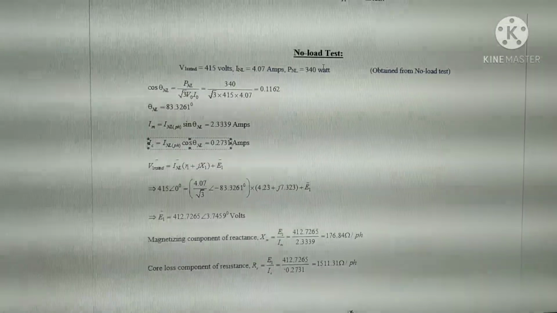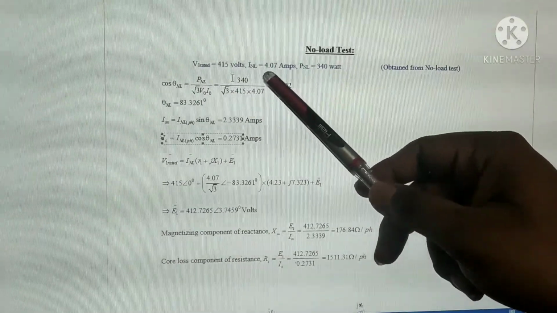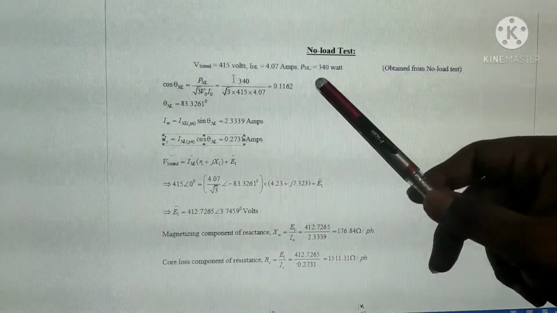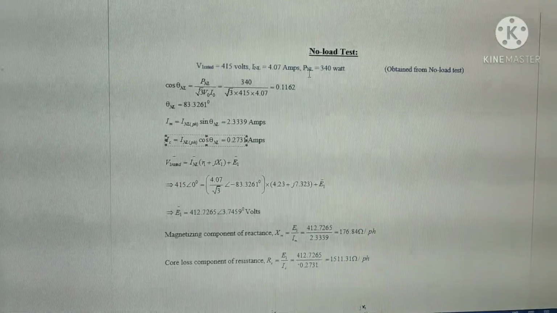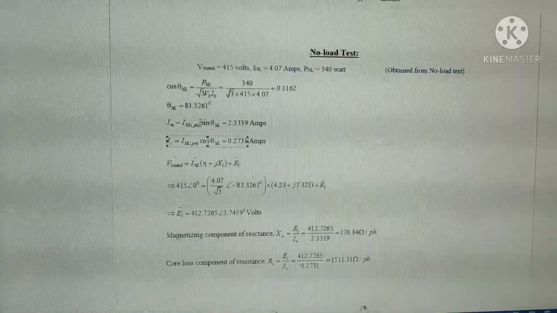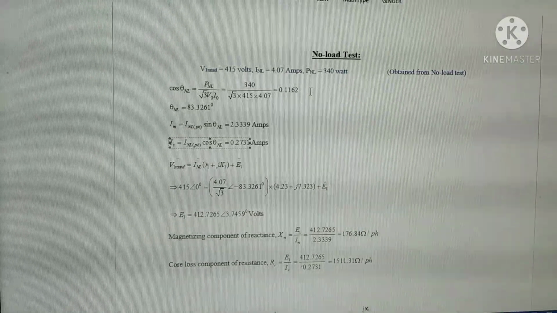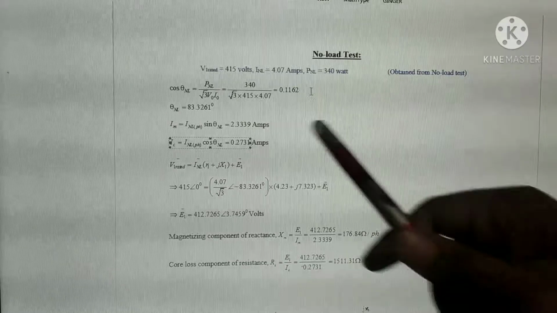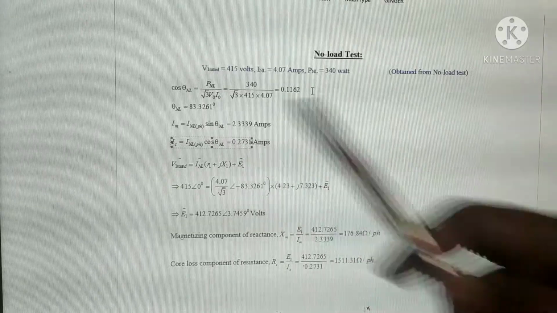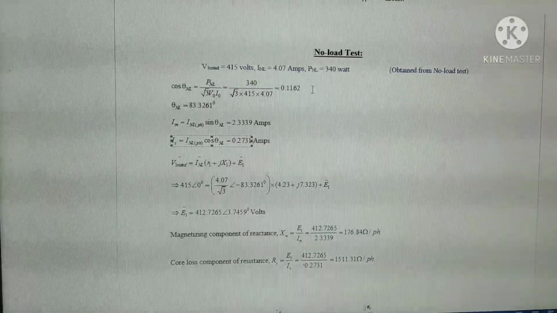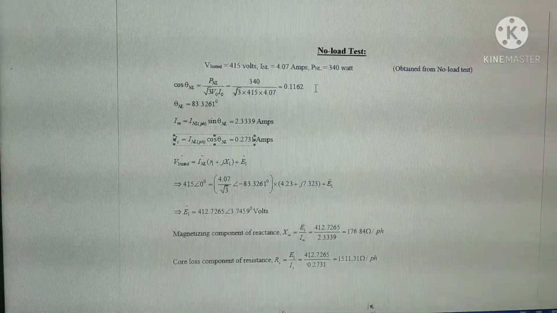From the no load test, we have taken this V1 rated, that is equal to 415 volts, INL is equal to 4.07 amps, P suffix NL is equal to 340 watts. By using these experimental data, we have determined the power factor at no load condition, that is equal to cos of theta suffix NL, that is equal to 0.1162 lagging. And from this we have determined the power factor phase angle, that is equal to 83.3261 degrees.